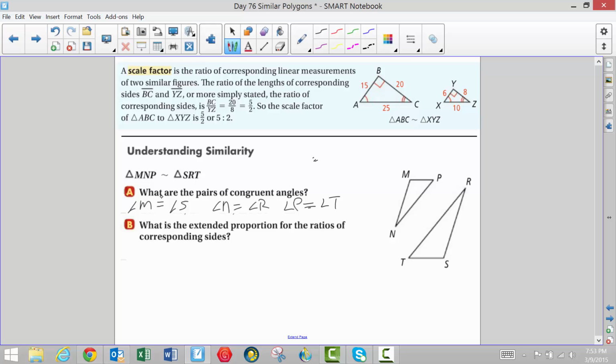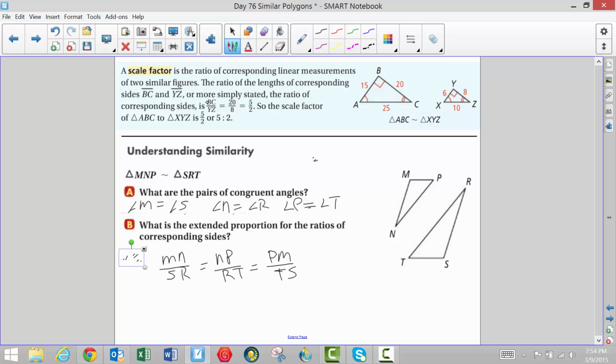Well, starting from the first two letters, I know that MN over SR is the same as NP over RT, and we have PM and TS. So that is my extended ratios. Now I don't know the actual numbers for these measurements, but I can write out my statements because I know that they are similar. Up top here we have a scale factor.